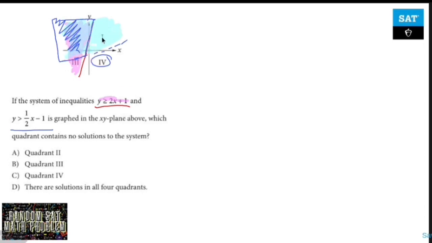Okay? This has solutions to one of the lines. That has solutions to one of the lines. This has solutions to both of the lines, but this area right here has no solutions whatsoever at all, and it never will. So it's going to be quadrant 4. Kind of fun problem.